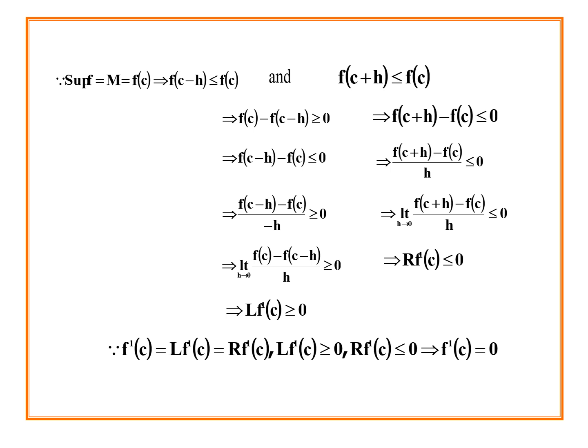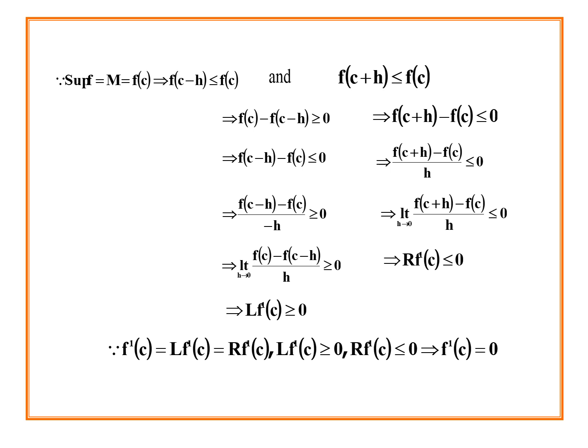Similarly, f of c plus h is less than or equal to f of c, which means f of c plus h minus f of c is less than or equal to 0. So f of c plus h minus f of c by h is less than or equal to 0. Apply limits on both sides, then we get limit h tends to 0 of f of c plus h minus f of c by h less than or equal to 0, which is the definition of the right derivative, that is R f dash c less than or equal to 0.